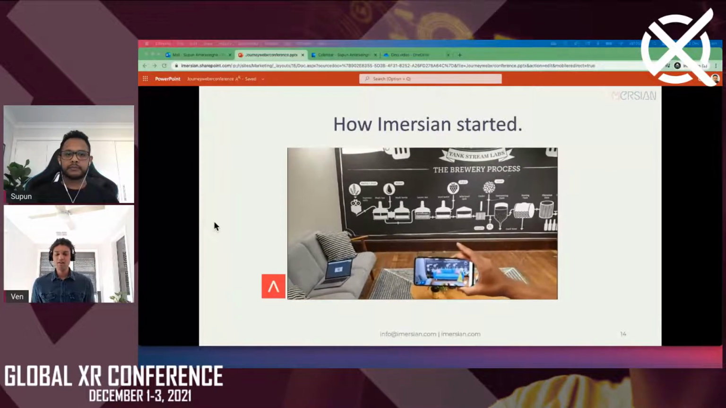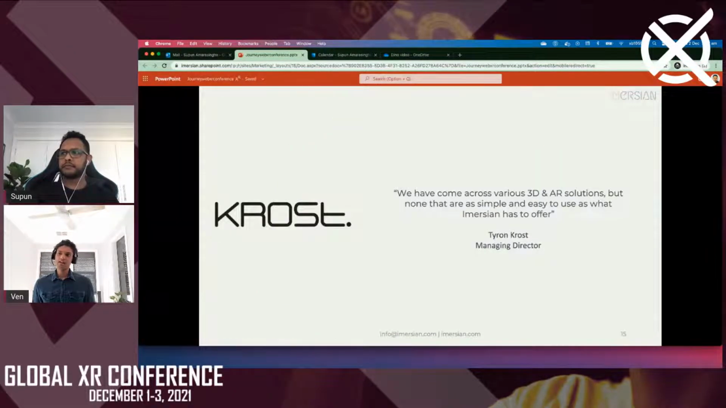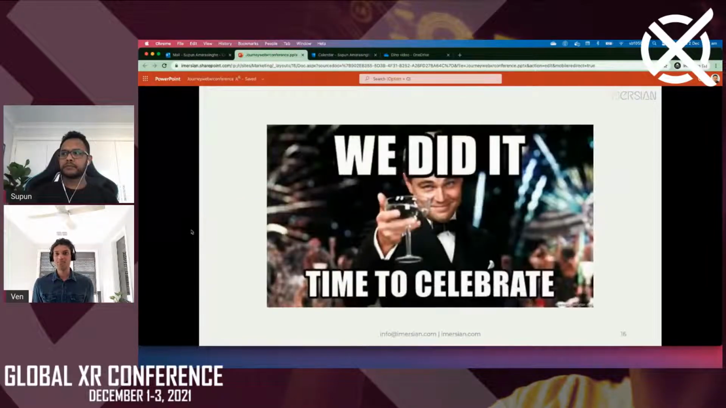So if you can just switch over to the next slide, Supun. We basically approached Crossed with this proof of concept, who are our first clients, a premier commercial furniture supplier down here in Australia. And the second we presented our product, they were like, we've come across 6 to 7 different augmented reality platforms, and we haven't seen anything that's that simple to use, and they signed on with us. Well, it was time to celebrate. We were like, okay, we've got a fascinating technology that we're building that a customer potentially likes.